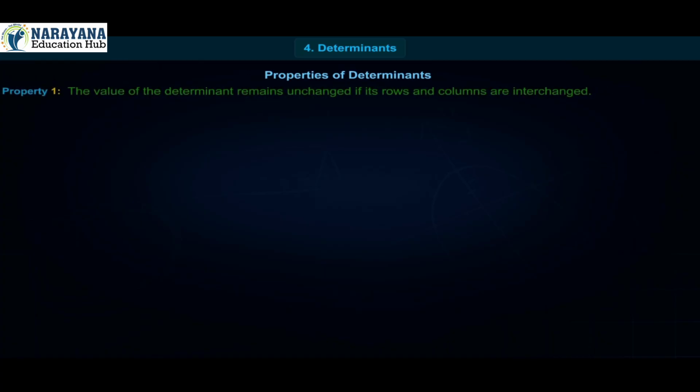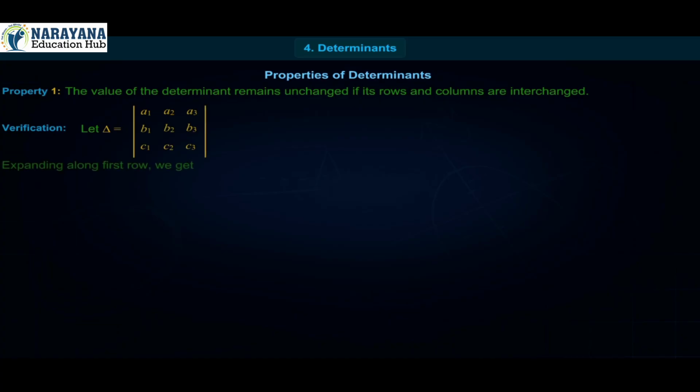Properties of determinants. Property 1. The value of the determinant remains unchanged if its rows and columns are interchanged. Verification. Let delta be the determinant [A1, A2, A3; B1, B2, B3; C1, C2, C3].